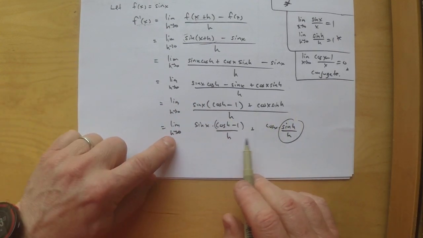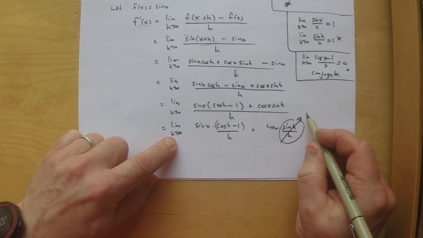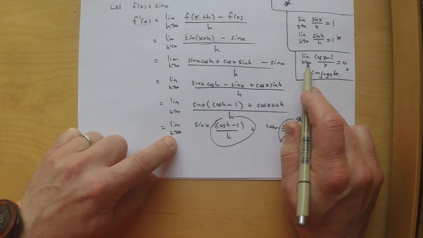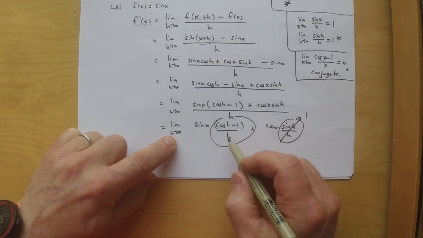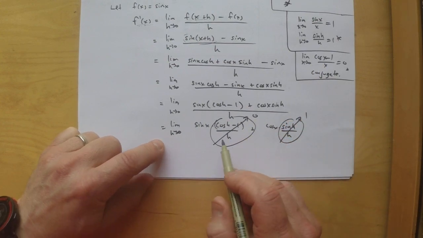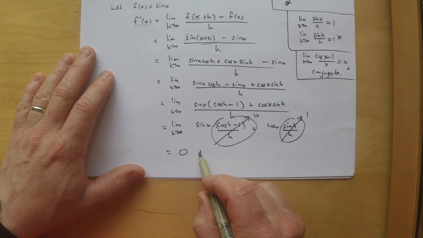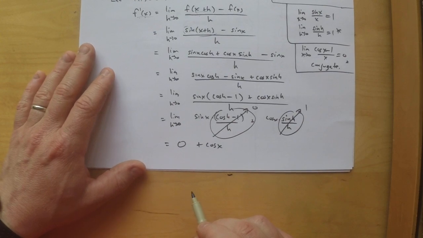This fact as h goes to 0 is 1. This fact, as h goes to 0, here it's x but it's h in our case, goes to 0. So 0 times sine of x is 0, plus cos of x.